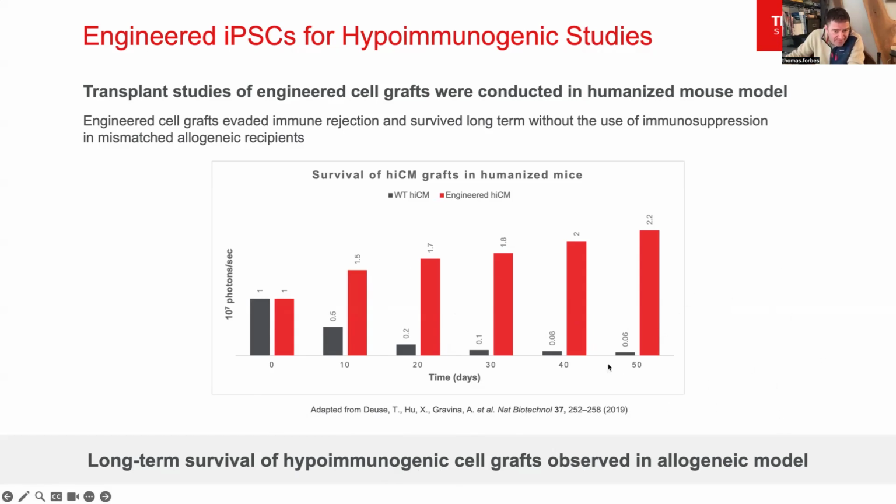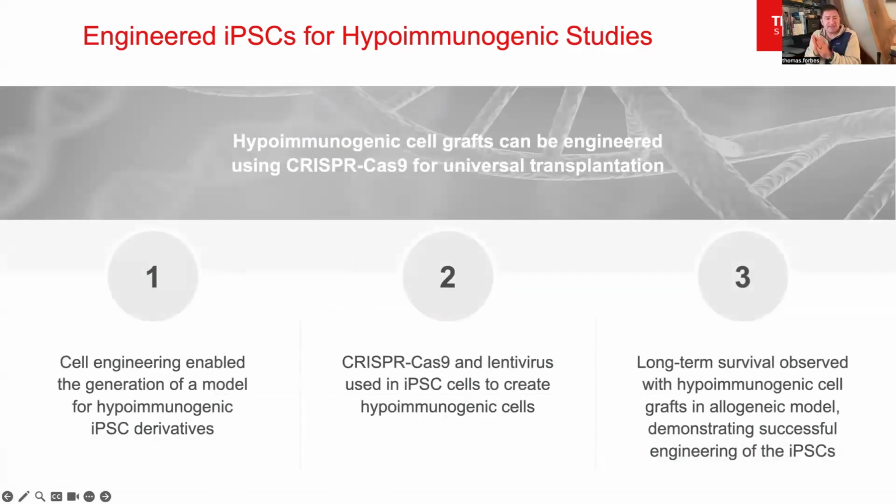While the wild-type iPSCs, right, those iPSC-derived cardiomyocytes, were cleared quite quickly by the immune system. You can see here that the wild-type cardiomyocytes disappear around day 20 or so, whereas the hypoimmunogenic cardiomyocytes maintain a strong signal for over 50 days. So again, just to take home here is that they perform gene editing. They used CRISPR-Cas9 to do so, and a lentiviral-mediated approach. They generated these hypoimmunogenic iPSCs.